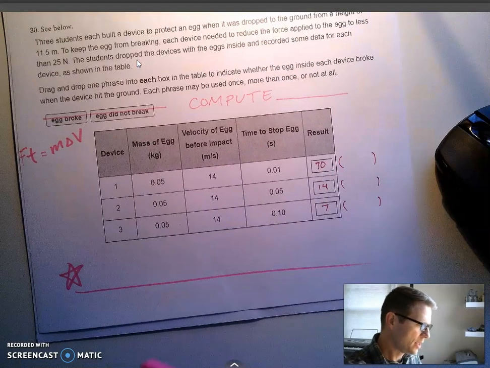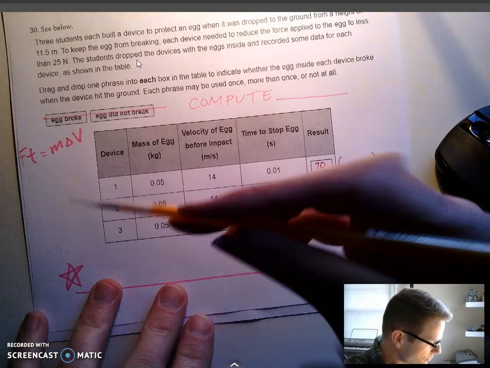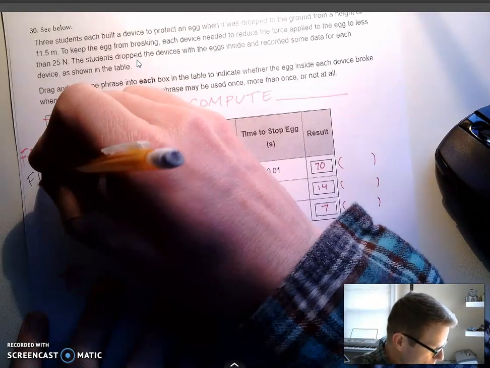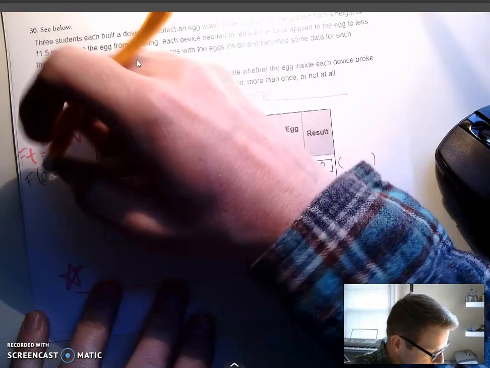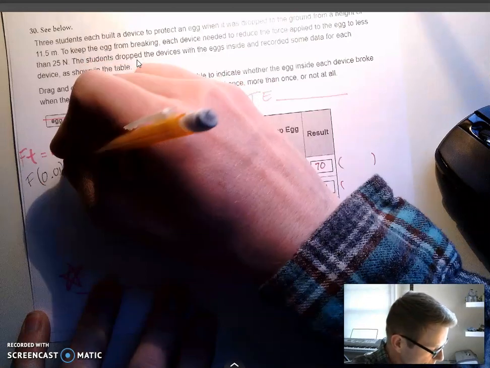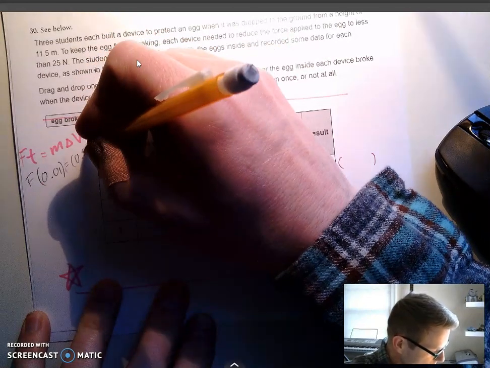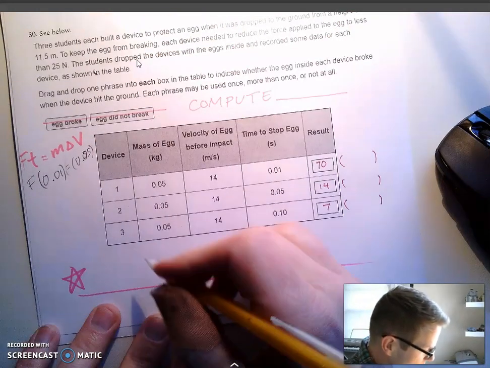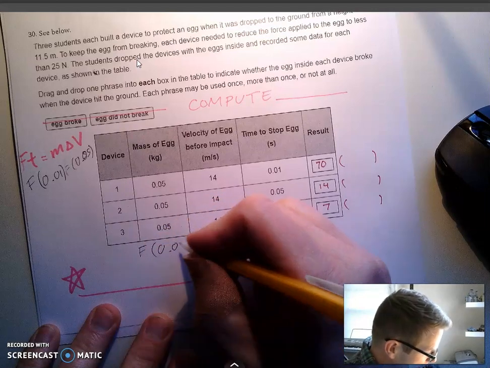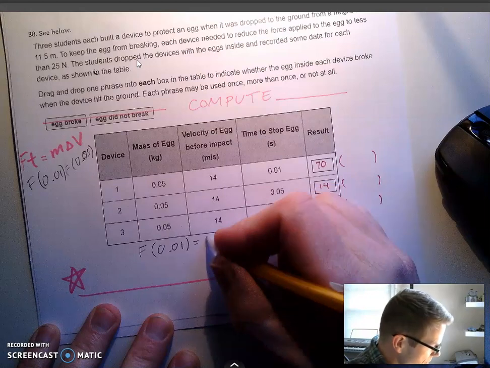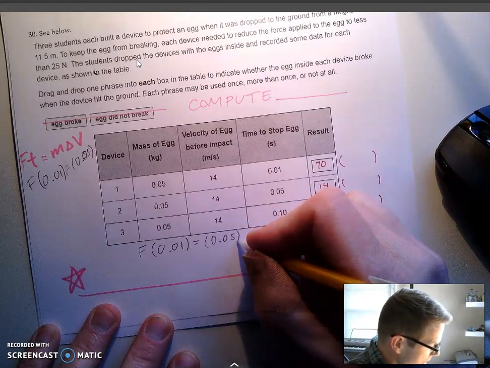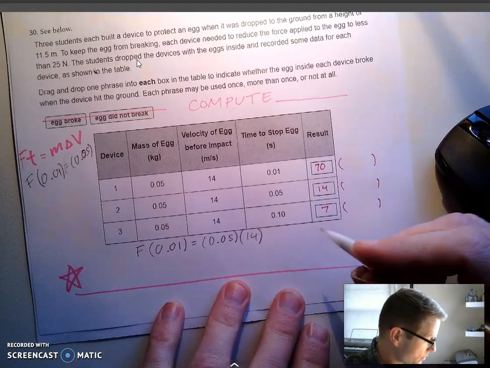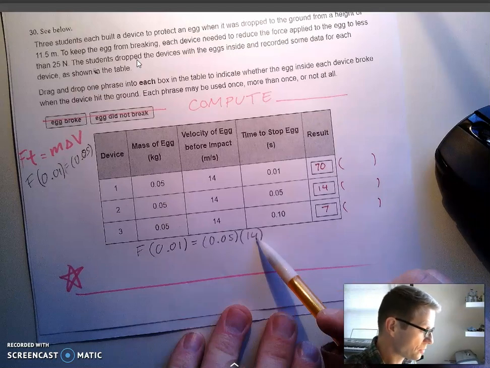I calculated the force. If you plug in the values, I don't know the force, so I can write F times 0.01, and then I'm going to set that equal to m triangle v. The mass is 0.05. This is not going well. I didn't plan this out. Let me write it down here. F times 0.01 is equal to the mass, and the 14 is the change in velocity because it immediately went from 14 down to 0. That was the velocity just before impact. You multiply these two, then you divide by this.